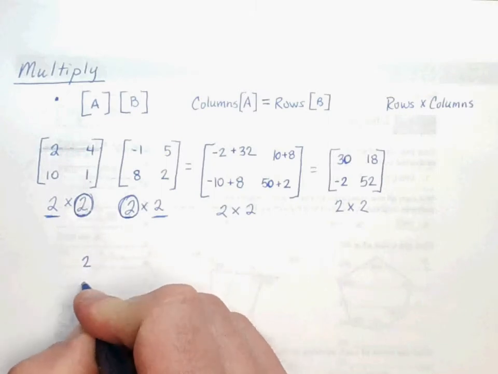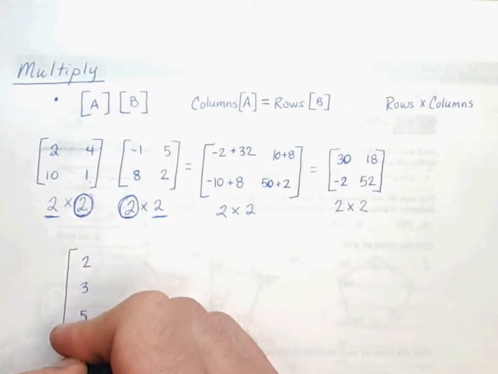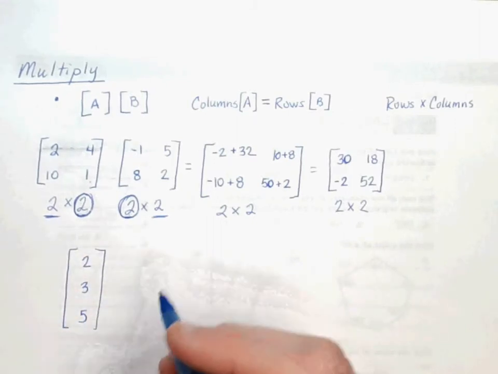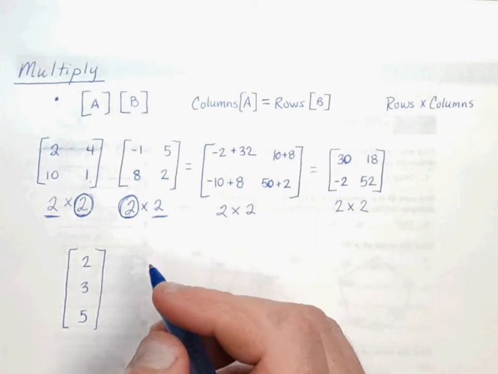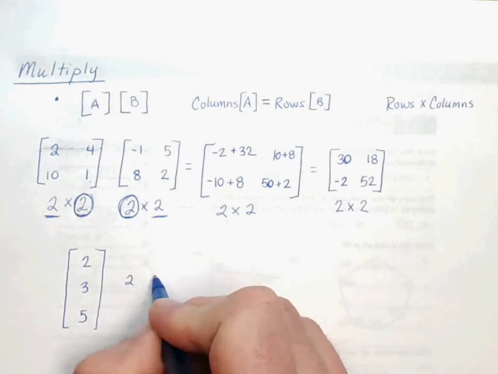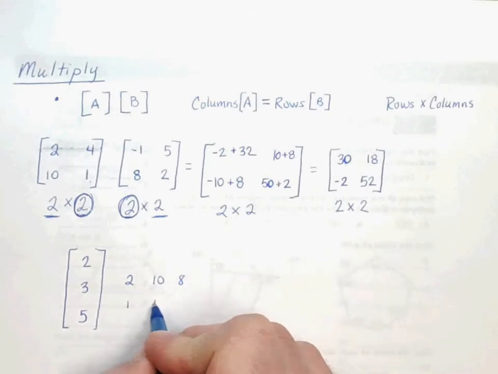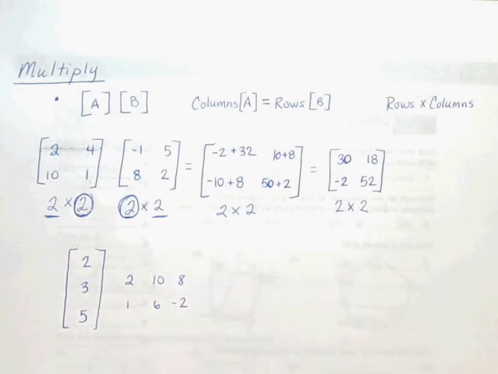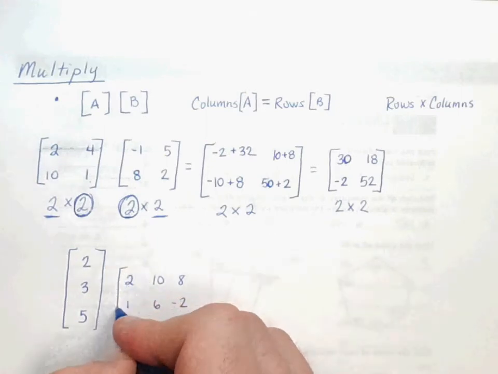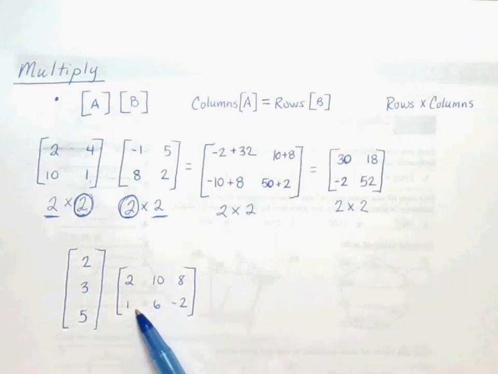Go 2, 3, 5, times 2, 10, 8, 1, 6, negative 2. All right. So our first matrix, 2, 3, 5. Our next one is 2, 1, 10, 6, 8, negative 2.